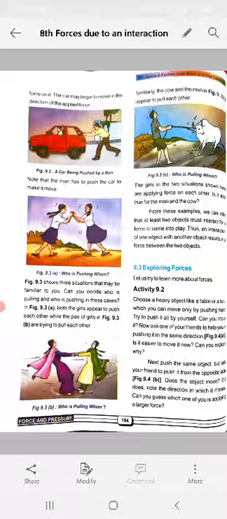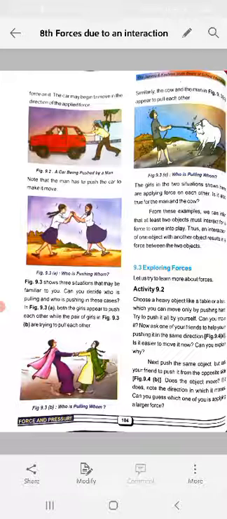Now our next concept is forces are due to an interaction. When we apply force, it is only possible if we interact with some object. If we won't touch, if we won't interact, if we do not make a contact, force will not get applied. If you are in a play field, whether it is volleyball, football, or cricket, when you contact the ball, then only you can move the ball.